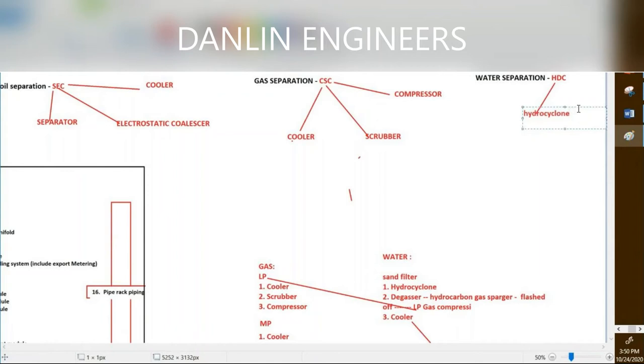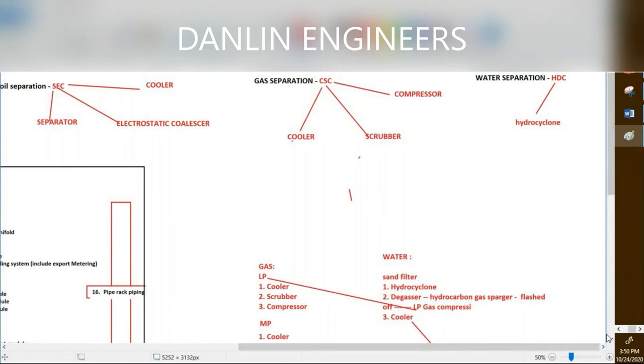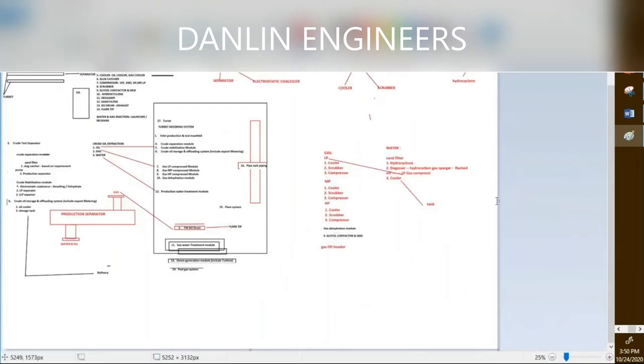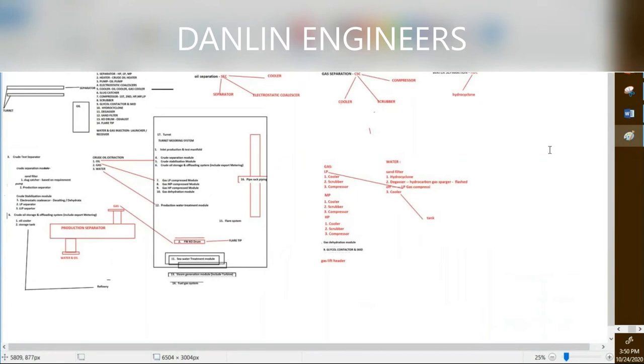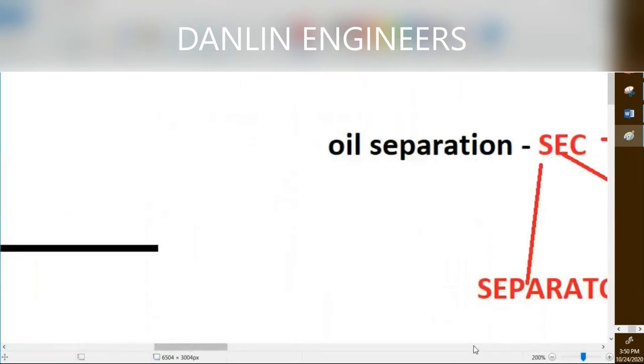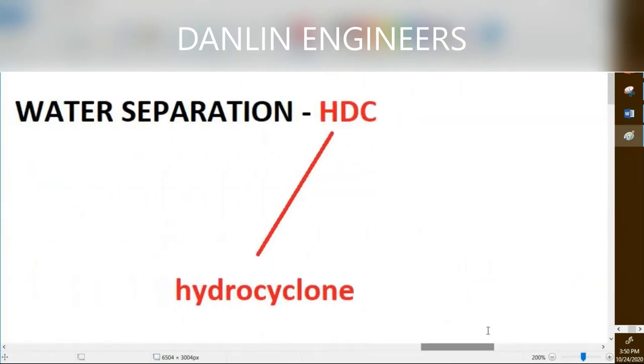Hydrocyclone. Cooler. And a degasser and cooler will come into the picture.